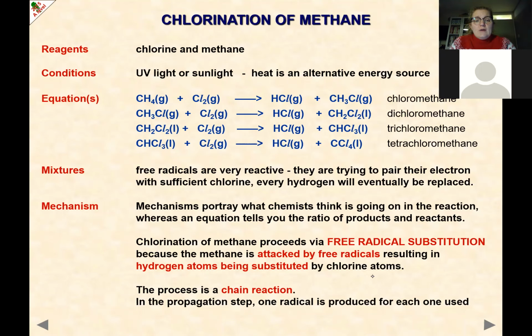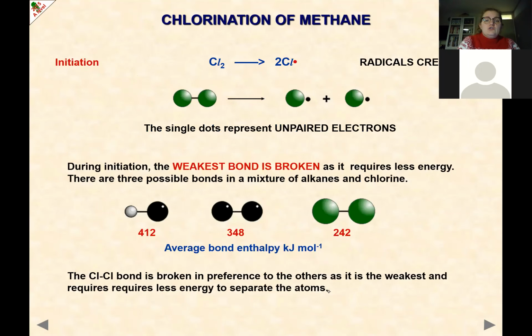And in the propagation step, one radical is produced for each one used. So here we go. So initiation. So we've got Cl2, and we've got this homolytic fission occurring, okay? So Cl2 gets broken down into 2 chlorine free radicals. So during initiation, the weakest bond is broken because it requires the least energy, okay?